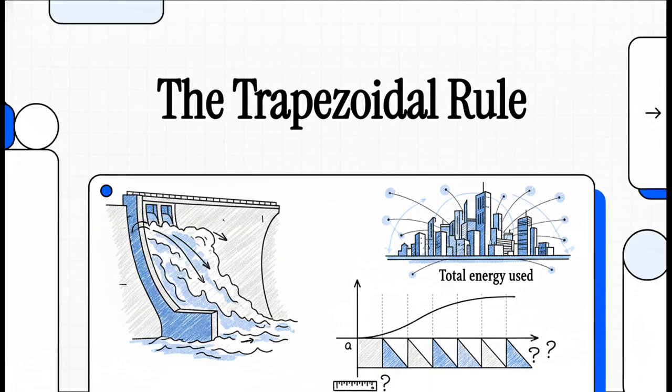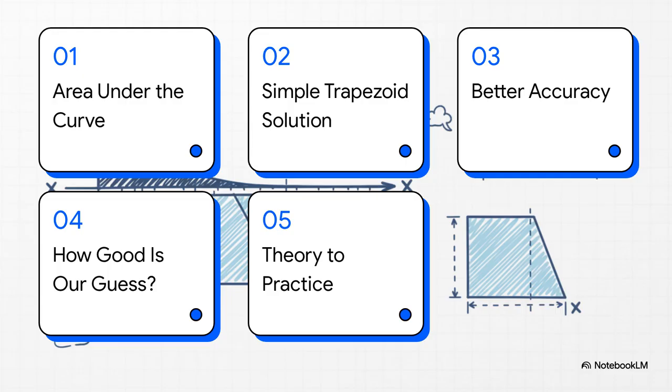Let's dive in. Okay, here's our game plan. We're going to start by understanding the basic problem, which is finding the area under a curve. Then, we'll look at how a simple shape you learned about in school gives us a clever solution. After that, we'll see how to crank up the accuracy of that solution. We'll even figure out how to know exactly how good our guess is, before, finally, seeing how this one rule helps build the very world around us.